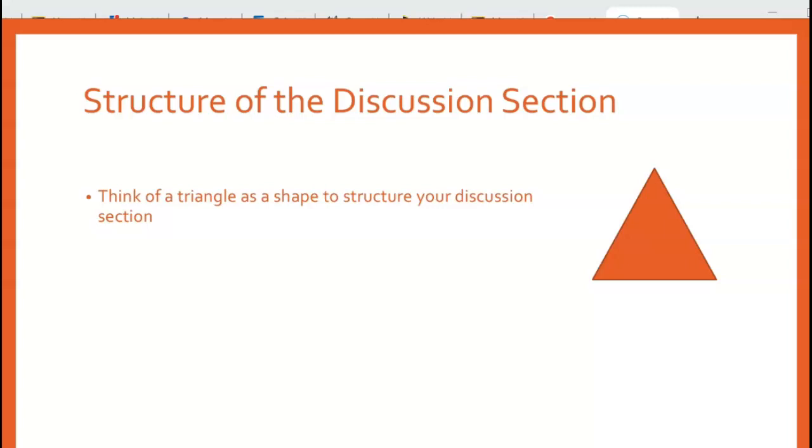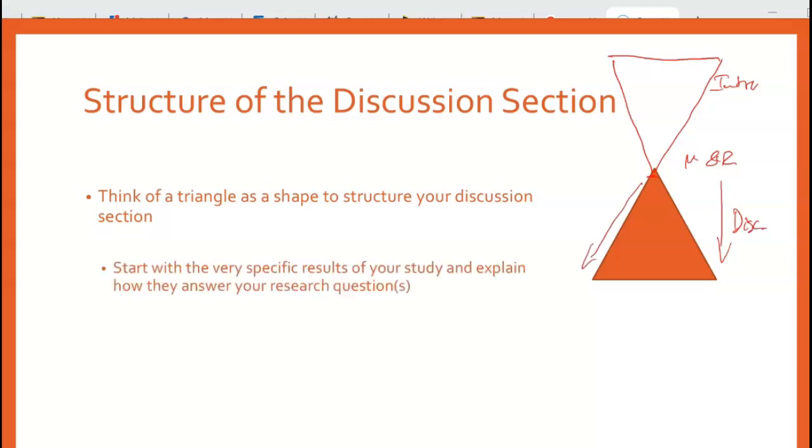And remember, I talked to you about the hourglass shape for the IMRAD. You have the intro here, methods and results, and we get very specific, and then here is the discussion section. So we're moving in the opposite direction, from very specific to very general. And those rhetorical moves reflect that. So you start with a specific result of your study and explain how it answers your research question. That's usually the first thing you want to do right at the beginning of your discussion section.